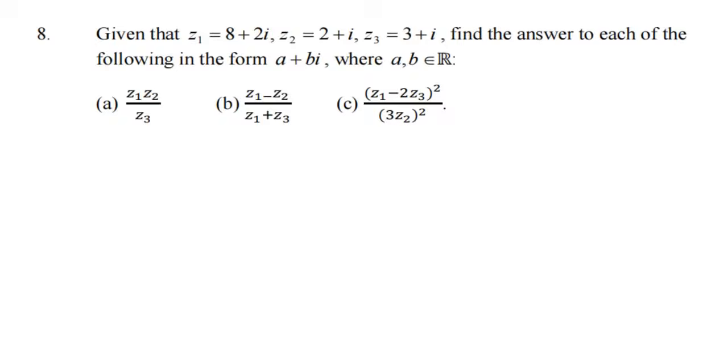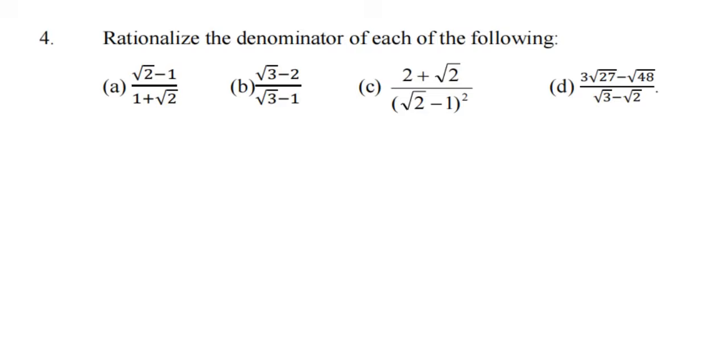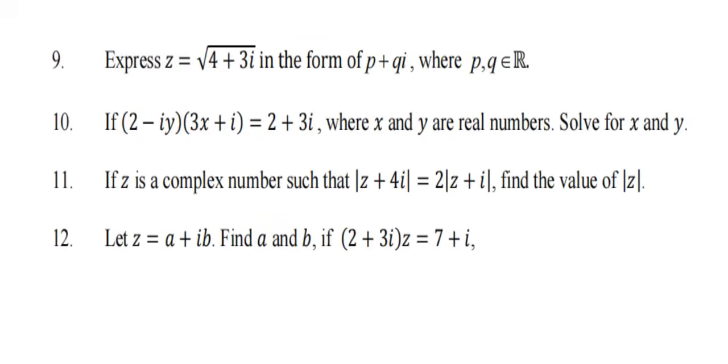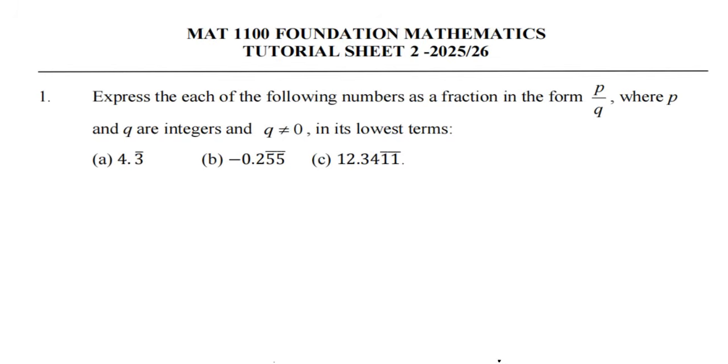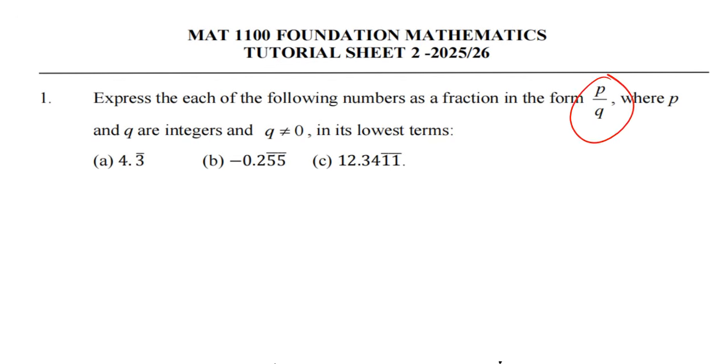So let's start with the first question. The first question says express each of the following numbers as a fraction in the form p over q, where p and q are integers and your q should not be equal to 0. Then they've said we should simplify our answer in its lowest terms. Okay, let's start with A.